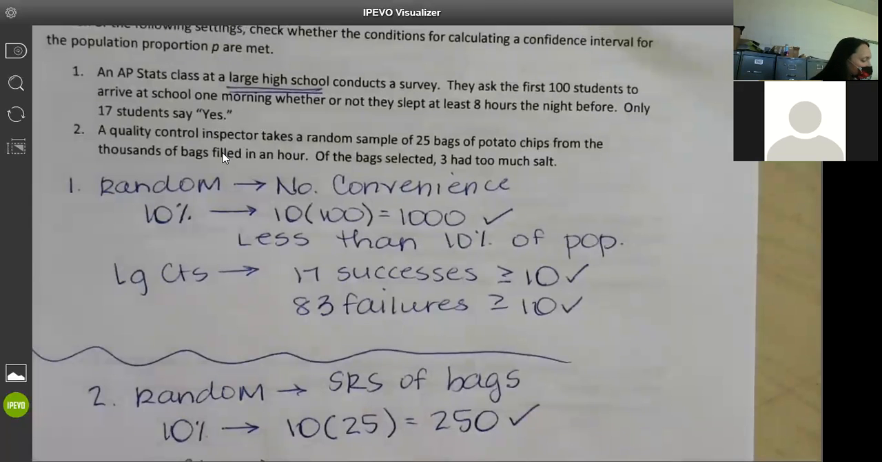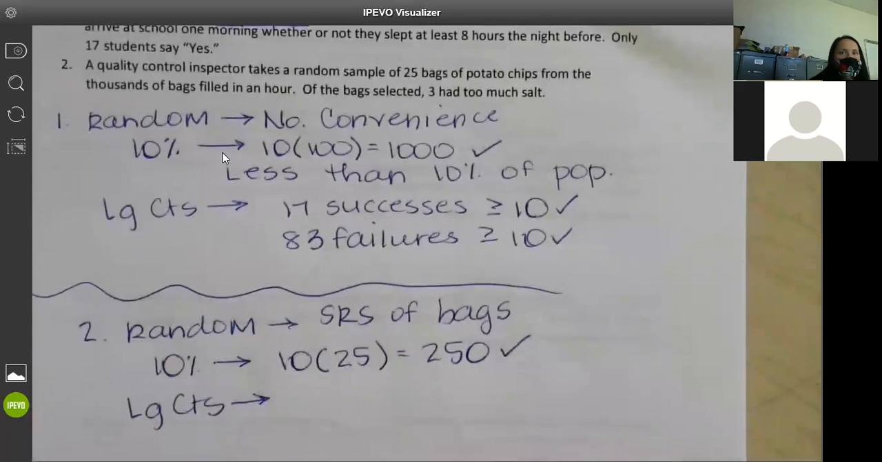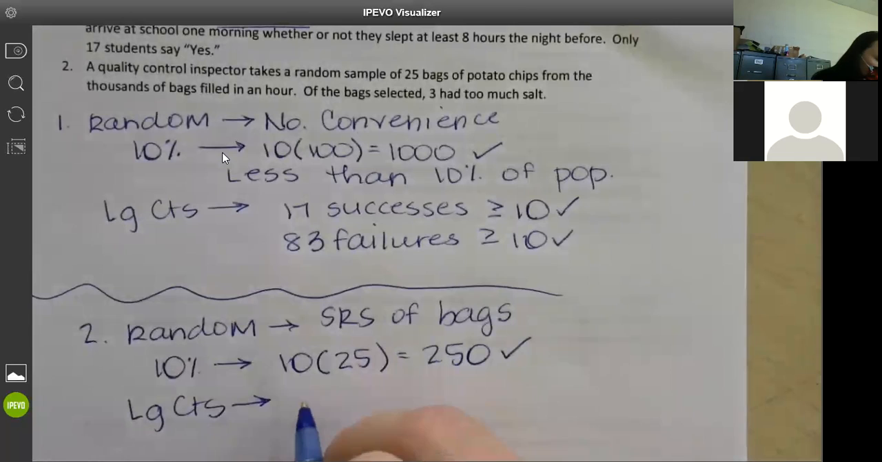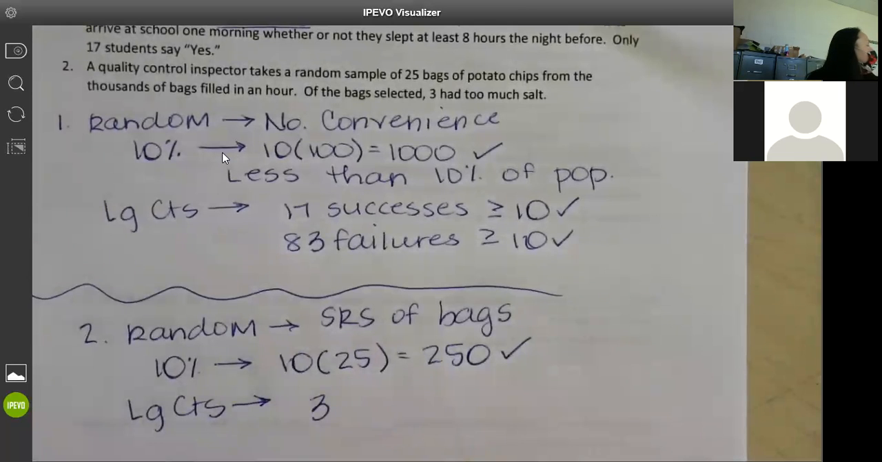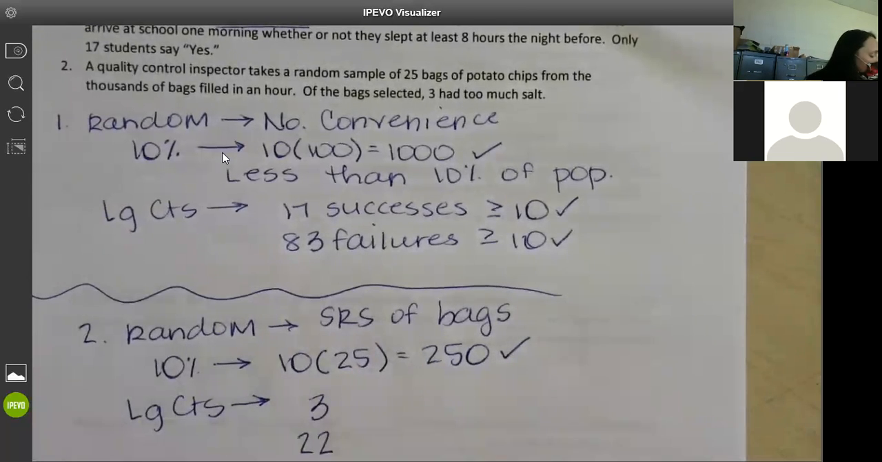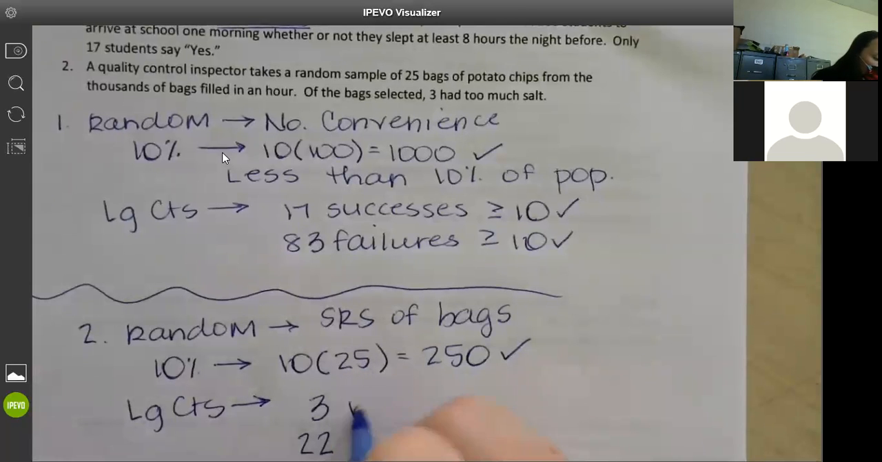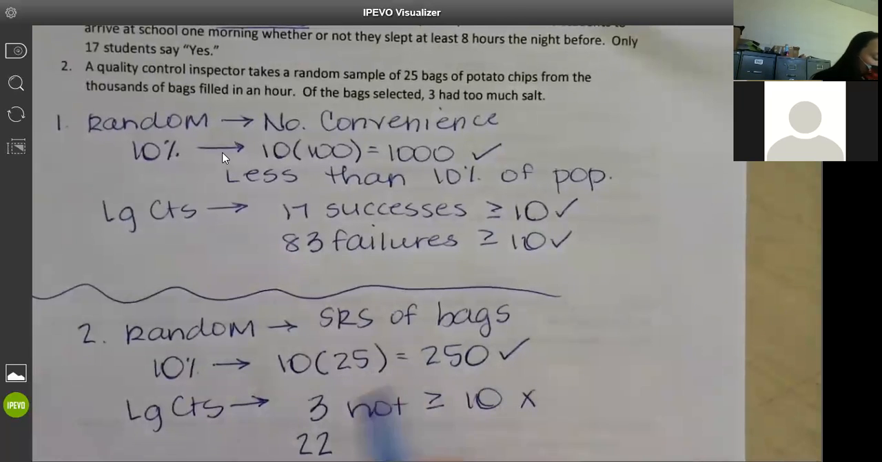Okay. Large counts. Remember, you do successes and failures. So there's 25 total bags. What was your success? It doesn't matter. You don't have to label them. So 3 and 22 are your 2 numbers. 3 is not greater than or equal to 10. So it fails large counts. What does that mean?